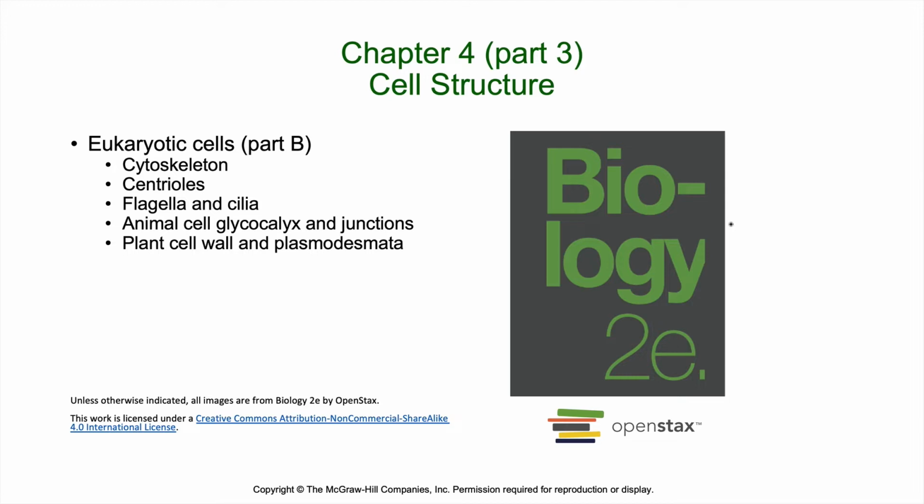We're going to look at the cytoskeleton and then the composition of the cytoskeleton, the centrioles and their role in the cell, especially the mitotic spindle, flagella and cilia, which are organelles of locomotion located on the outside of eukaryotic cells. And then we're going to look at the animal cell glycocalyx and the plant cell wall and look at the junctions and structures that hold cells together to build tissues. And plasmodesmata is a special structure in the plant cell wall.